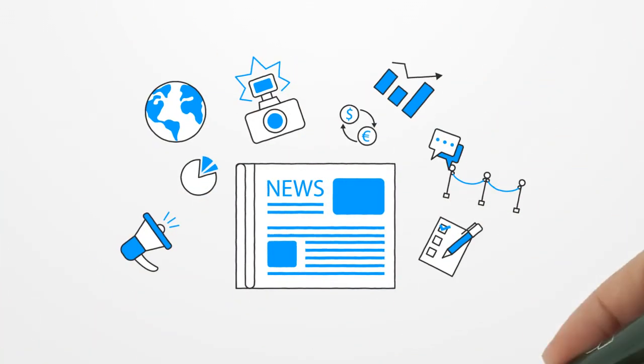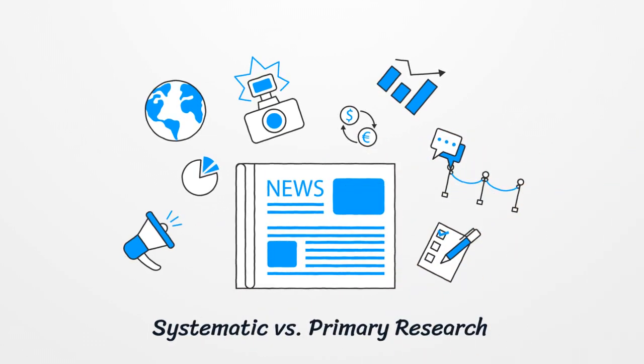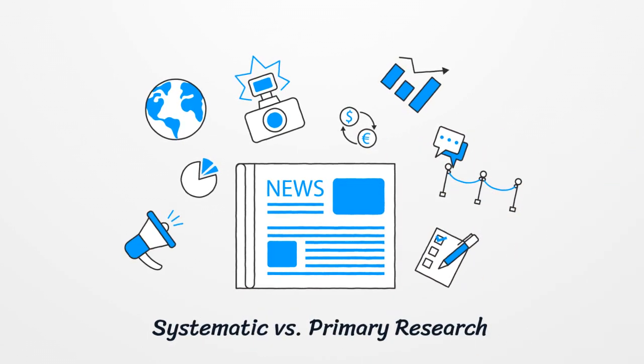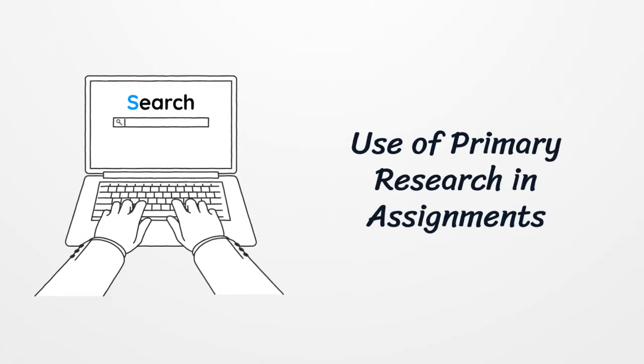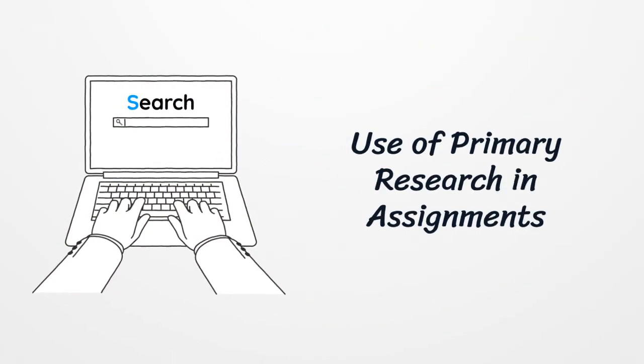However, it's important to remember that systematic reviews and meta-analyses are not primary research. If your assignment specifically asks you to use primary research, these should not be included, because they are secondary sources that review and summarize other studies.